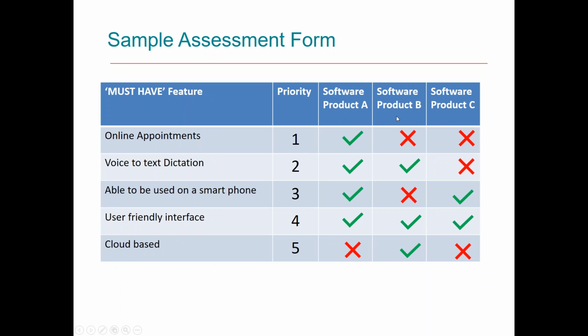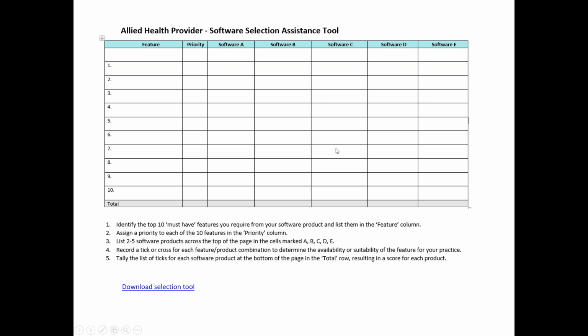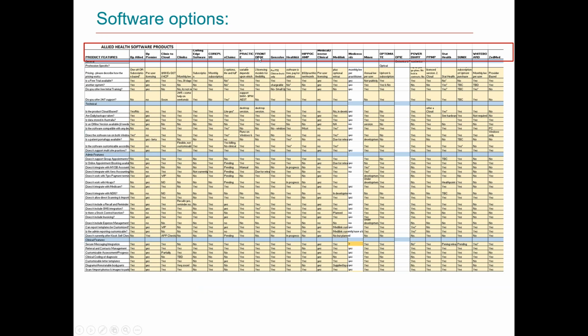But the idea is you take the software products and you say which ones can do that. We created a form for you. This will be available for you to download after the webinar tonight. And the idea of this is that you'll be able to go through, you've got your top 10 features, prioritize them, go through the spreadsheet and go, which software actually does what I need it to do? Assign a priority and then identify these software providers and then go to the software providers and ask them.